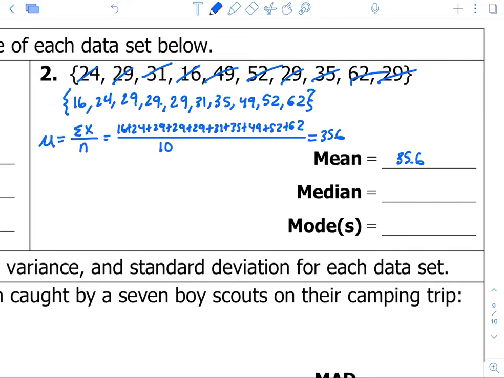Alright, median. Let's see which one's the middle. 1, 2, 3, 4, 5. Okay, so these are your two middle terms, the ones in the center. To find your median, we take the average of those. So 29 plus 31 divided by 2, which is 60 over 2, which is 30. So 30 is your median. Mode, what's the most frequent number you see? That's 29. There's 3 of them.